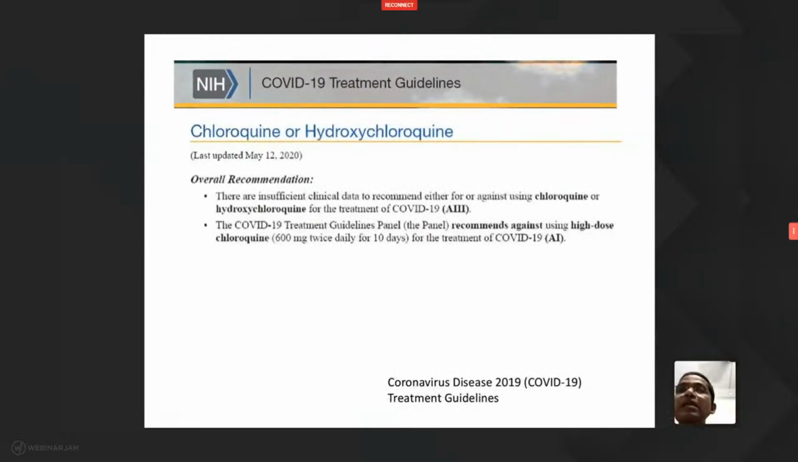In the NIH guideline, they have clearly said that there is insufficient clinical data to recommend either for or against the use of chloroquine or hydroxychloroquine for the treatment of COVID-19. The COVID-19 treatment guideline panel recommends against using a high dose of chloroquine, that is 600 mg twice a day for 10 days. That is the NIH data. NIH does not recommend the use of chloroquine or hydroxychloroquine as a treatment of COVID-19.